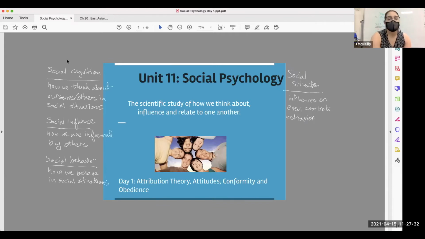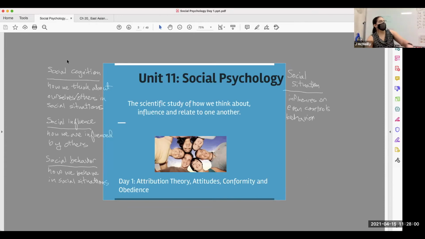Social behavior is exactly what it sounds like, how we behave in social situations. And then a social situation is whenever we are engaged in interaction with others. So this classroom is a social interaction. At the lunchroom, you'll have social interactions or social situations. And these social situations can influence or even control your behavior.